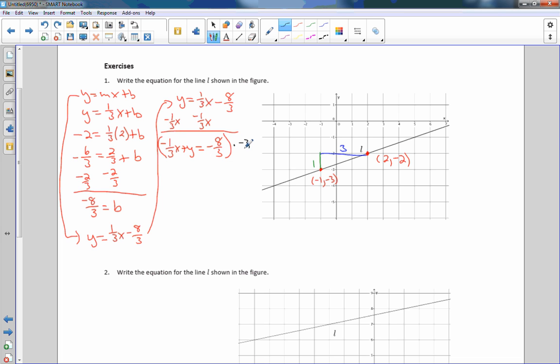by a negative 3. So negative 3 times a negative 1/3 is x, or 1x. Negative 3 times y is negative 3y. And negative times a negative is positive. The 3's cancel, and I get x minus 3y equals 8. So here's slope-intercept form, and here's standard form.